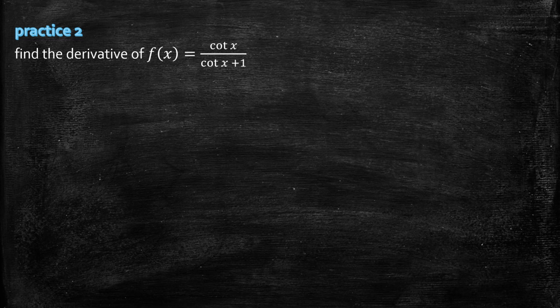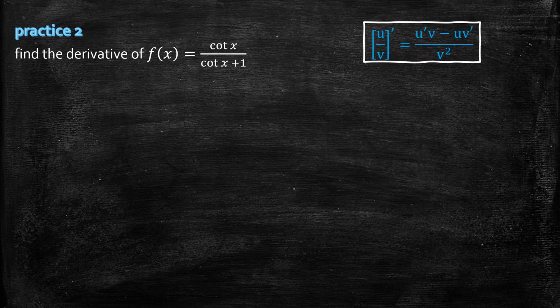So for our second practice problem, we're going to find the derivative of this quotient. So call up the quotient rule, set up our structure, and u, the upper function, is cotangent x, and v, the lower function, is cotangent x plus 1. And the derivative of cotangent is negative, don't forget, cosecant squared x. And actually, therefore, this will have the same derivative.